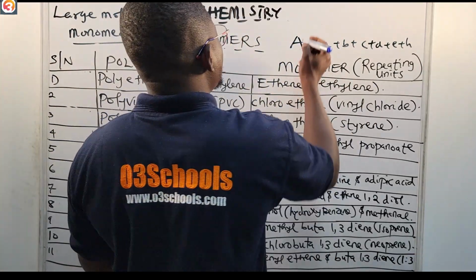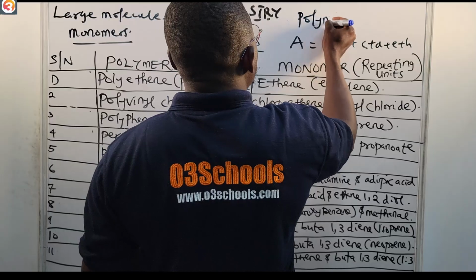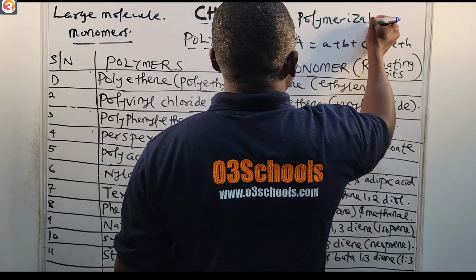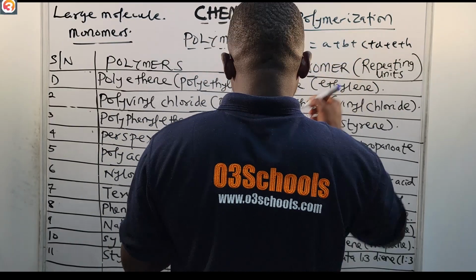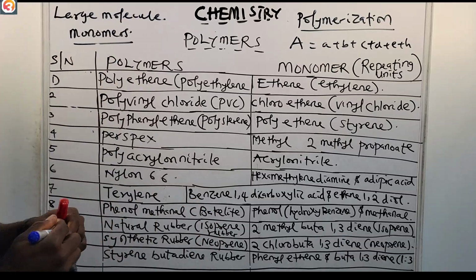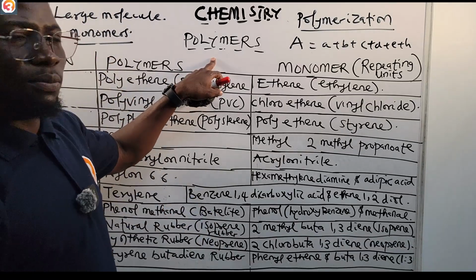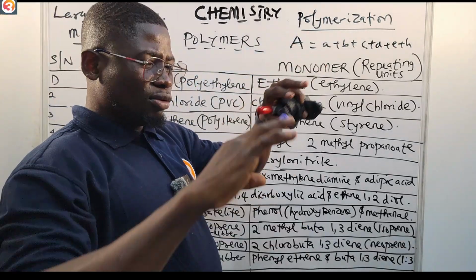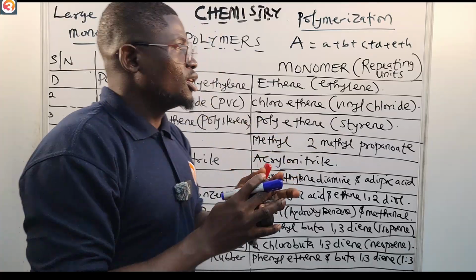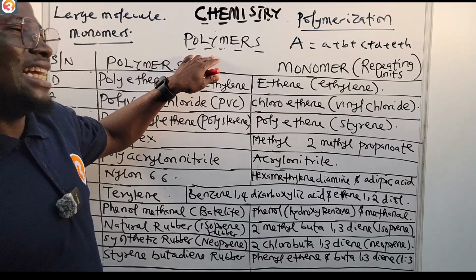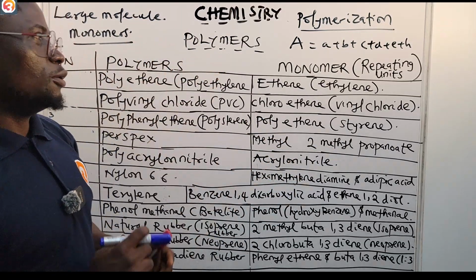polymerization. I'm sure you must have heard about polymerization before. It is the bringing together of smaller units, known as monomers, to form a larger unit that's called a polymer, something as large as a polymer. So please take note of that.